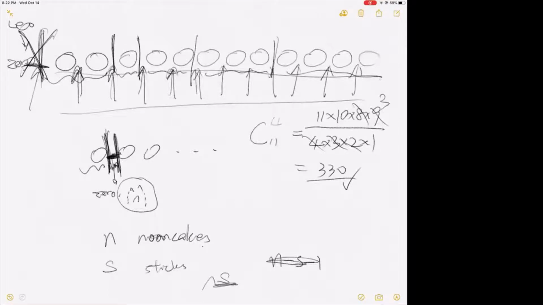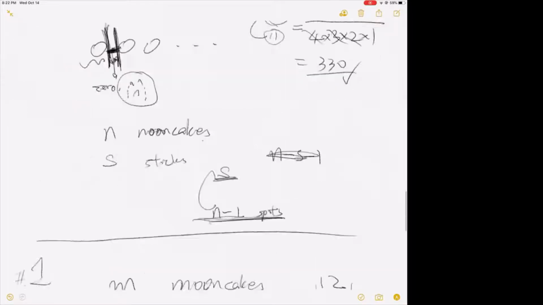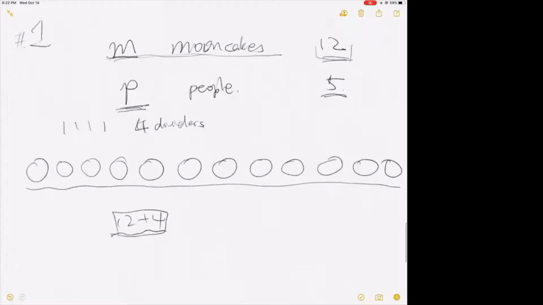What's the difference? See, the first one, I also had 12 mooncakes, right? Then I have 4 dividers. And then Kyle said we need to do 12 minus 1 because there are 11 spots. So we choose 11 choose 4, right? So here, why do you do 12 plus 4? I do 16 choose 4 because you do 16 choose 4. Why do you do 16 choose 4?